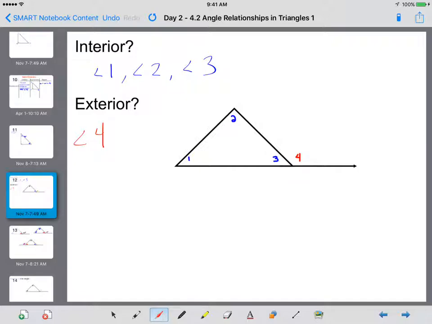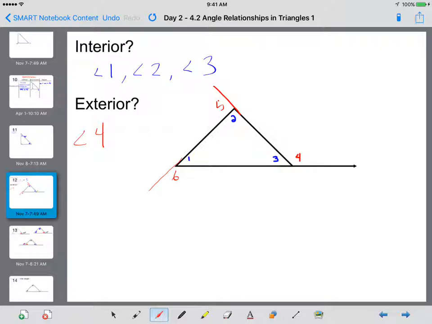Now there can be other exterior angles, such as if I were to make a line going here, that angle 5 would be an exterior angle. Or if I went right here and called this angle 6, that would be an exterior angle because it's on the outside of the triangle.